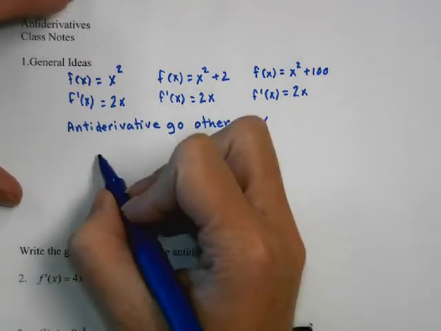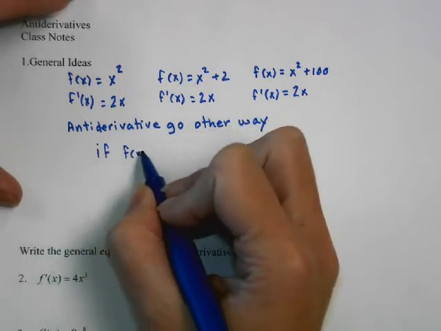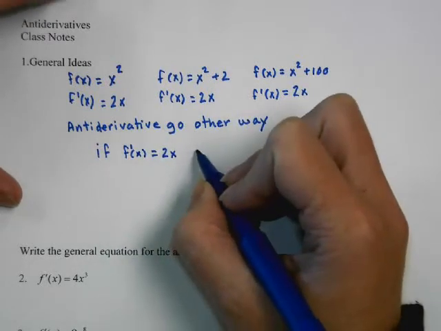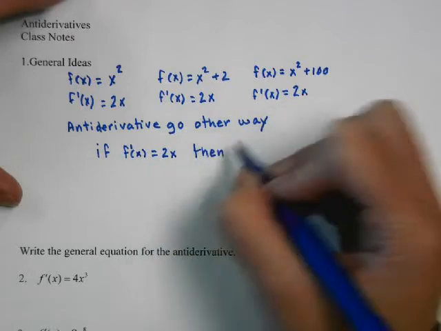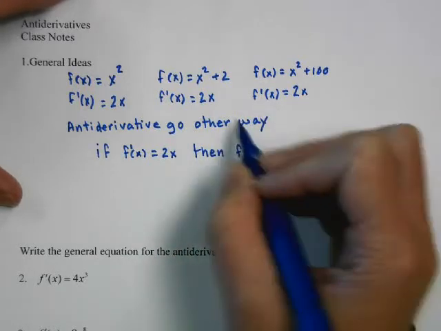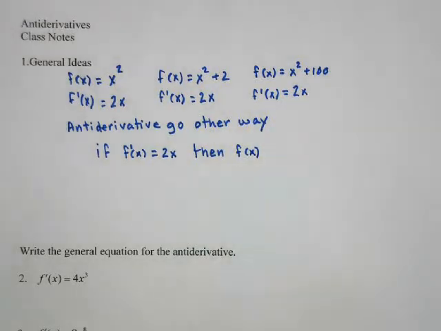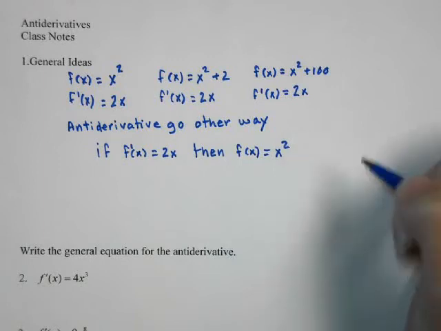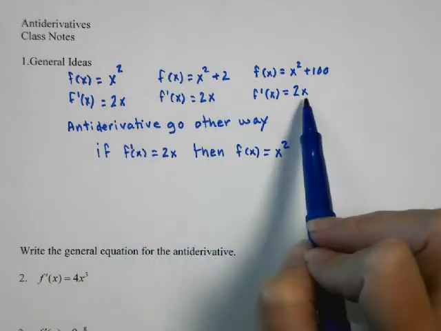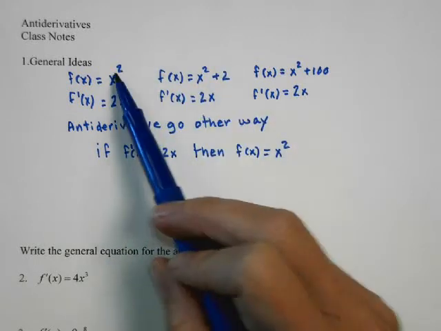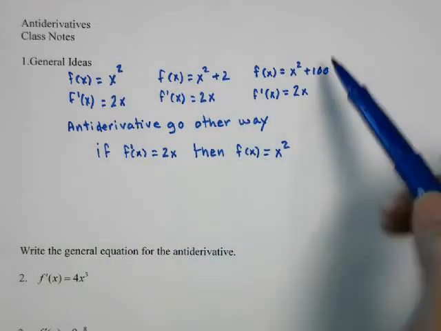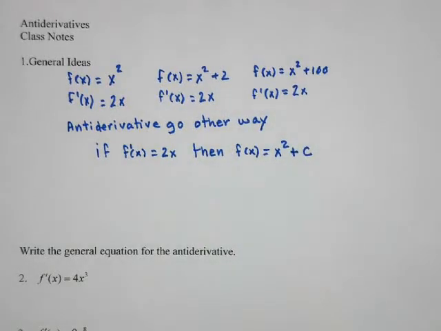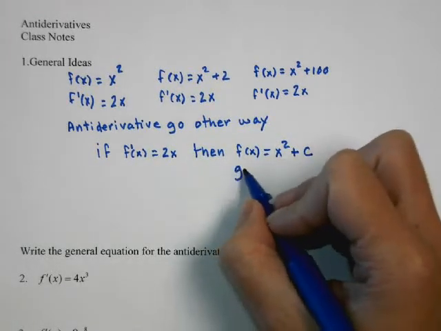So they go the other way. If f prime of x is equal to 2x, the antiderivative f of x, so if the derivative is this direction, the antiderivative, or undoing the derivative, is going to be x squared. But all of these are antiderivatives, that's an antiderivative, that's an antiderivative. So that constant, we don't know, so we're going to call that C. This is what we call the general equation.